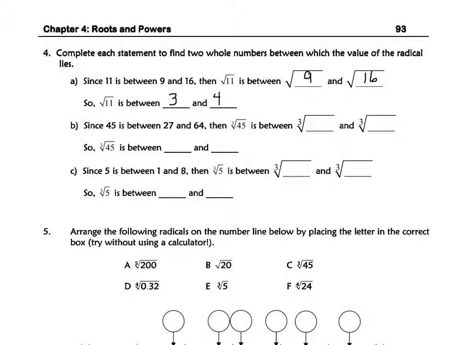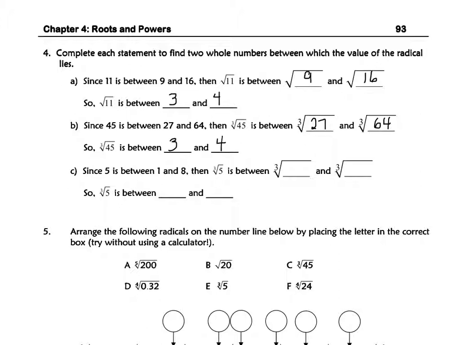Since 45 is between 27 and 64, then the cube root of 45 should be between the cube root of 27, which is a perfect cube, and the cube root of 64, which is also a perfect cube. So that again would mean that the cube root of 45 is between 3 and 4. Cube root of 27 is 3, cube root of 64 is 4.